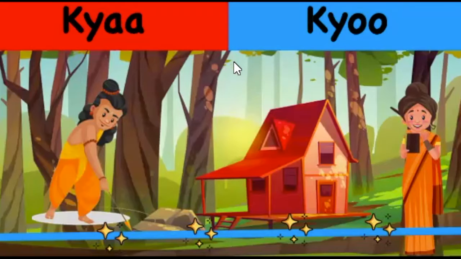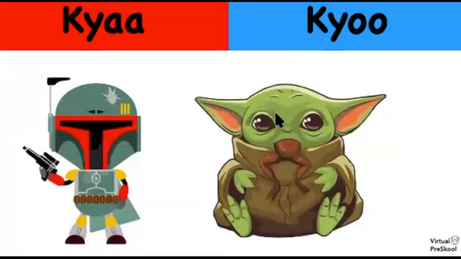Lakshman Rekha. All right. Why did Lakshman draw the Lakshman Rekha? Is it a kyun or a kyaa question? If you said kyun, shabash, because kyun means why. And by the way, what is the answer? Why did he draw it? It was to protect Sita, right? To protect Sita.